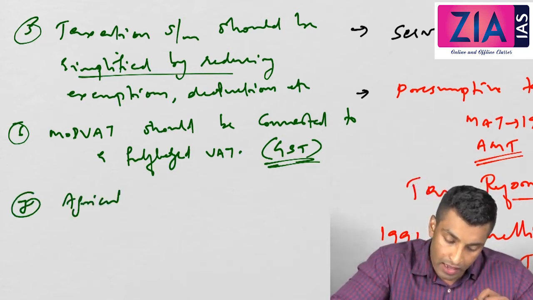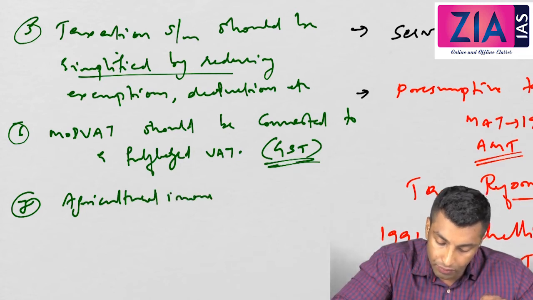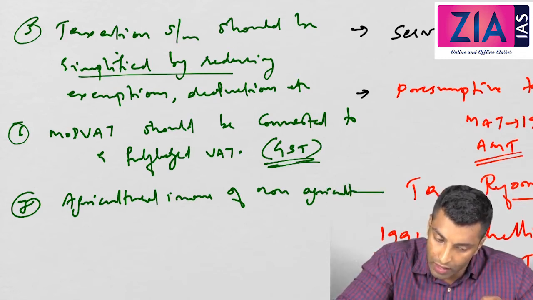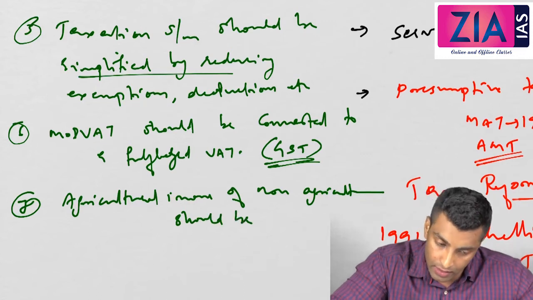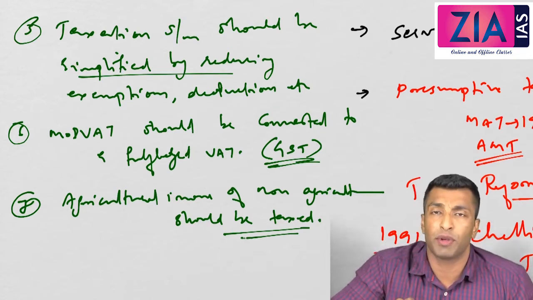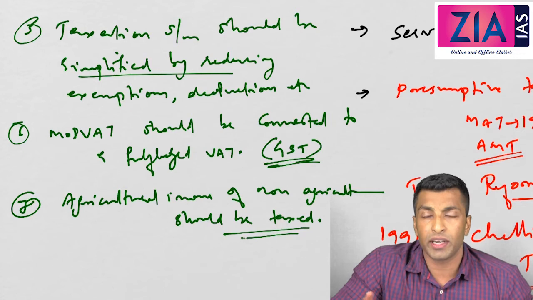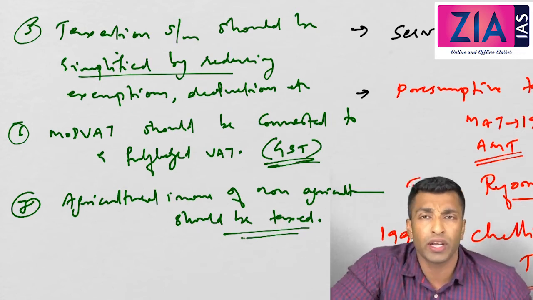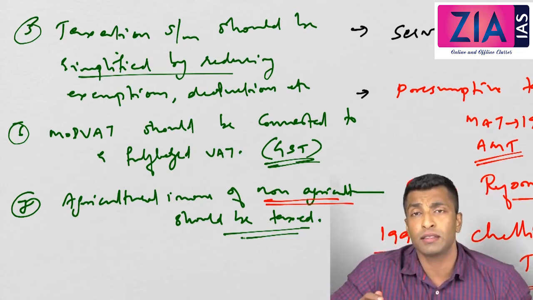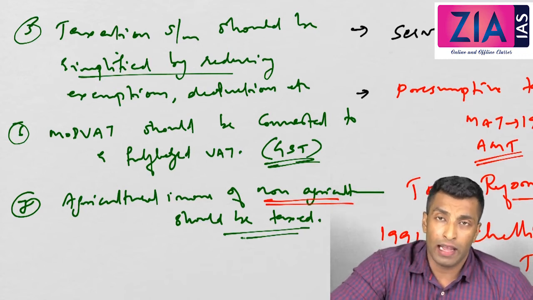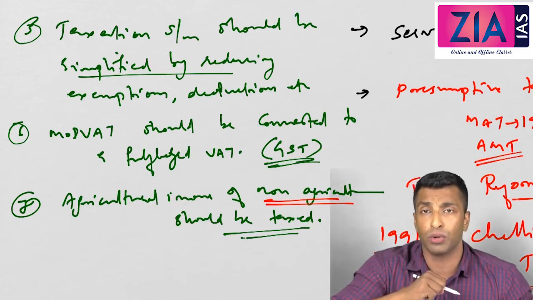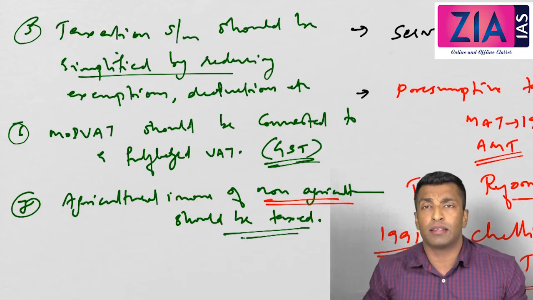Next is the agricultural income of non-agriculturists, which should be taxed. But this was not actually accepted by the government at that time. Later, the next committee that we are going to discuss, the Kelkar Committee, also recommended the same suggestion. Non-agriculturist means they are not the regular agricultural laborers or agriculture-dependent people. They have some other jobs, they may be working somewhere else, and they will be earning also.